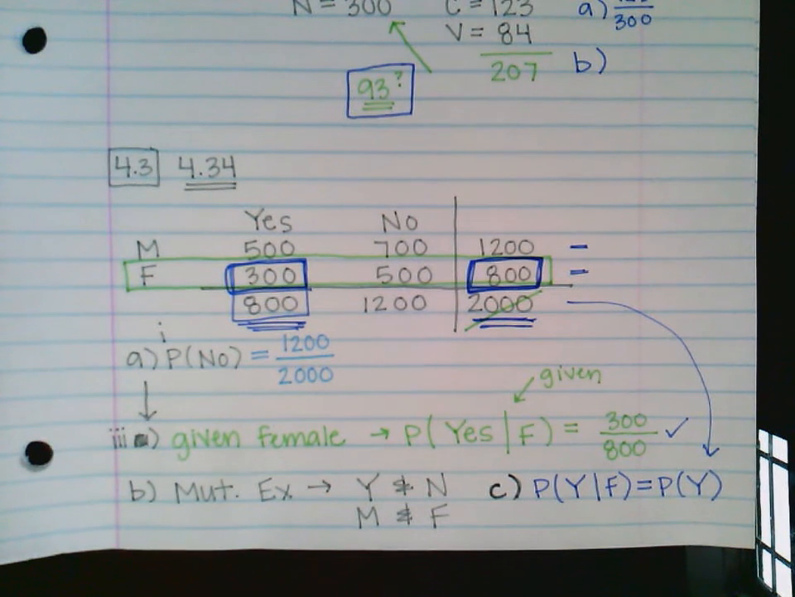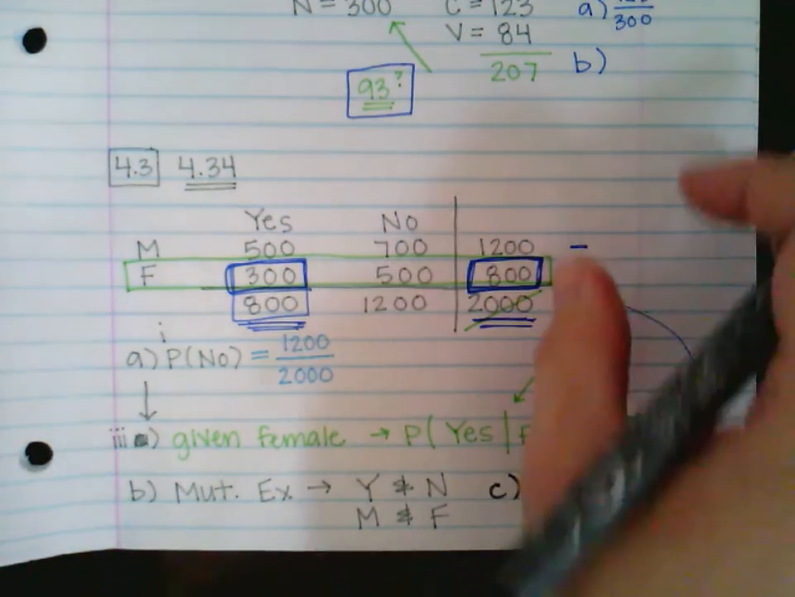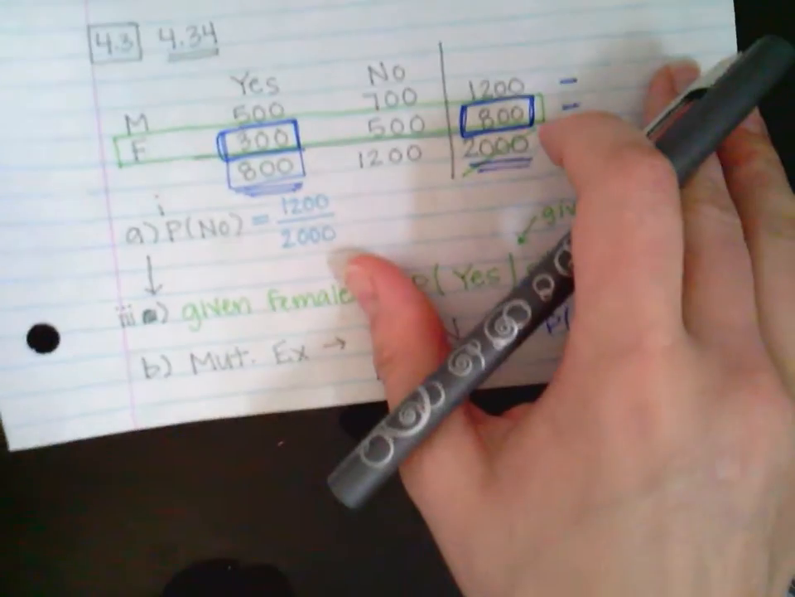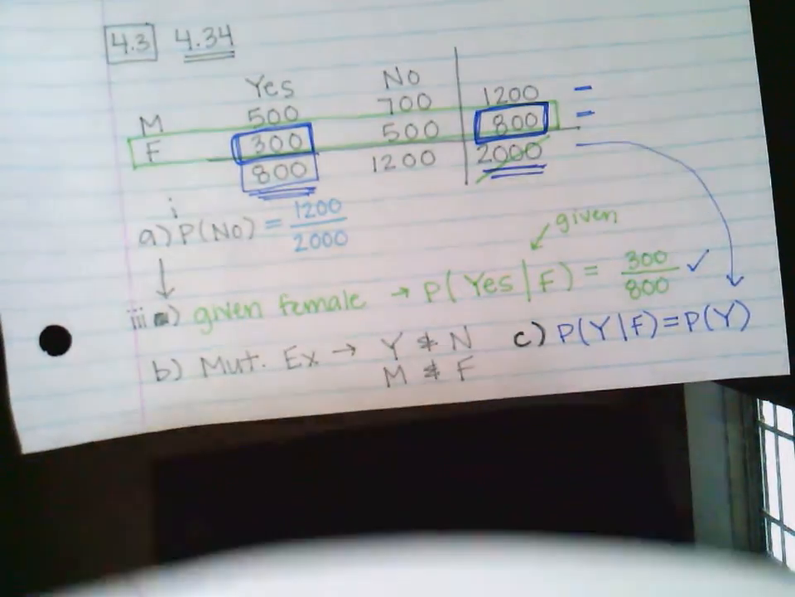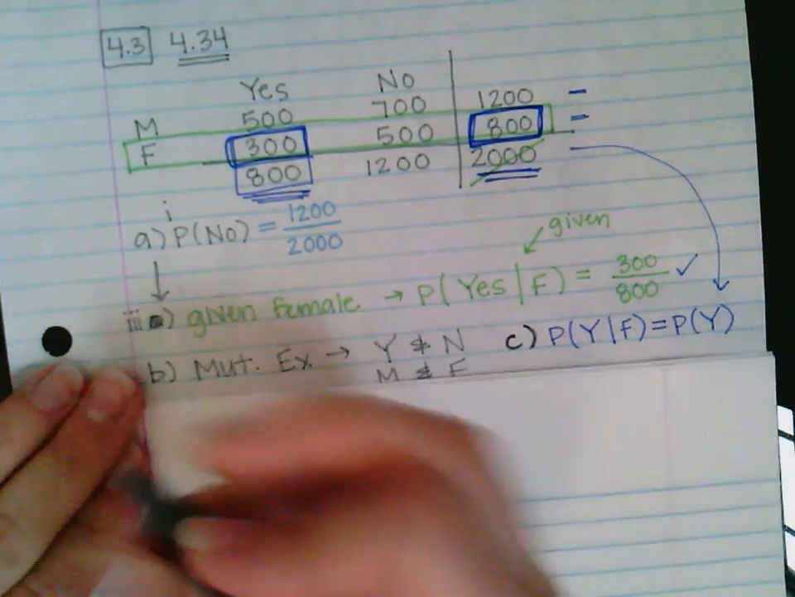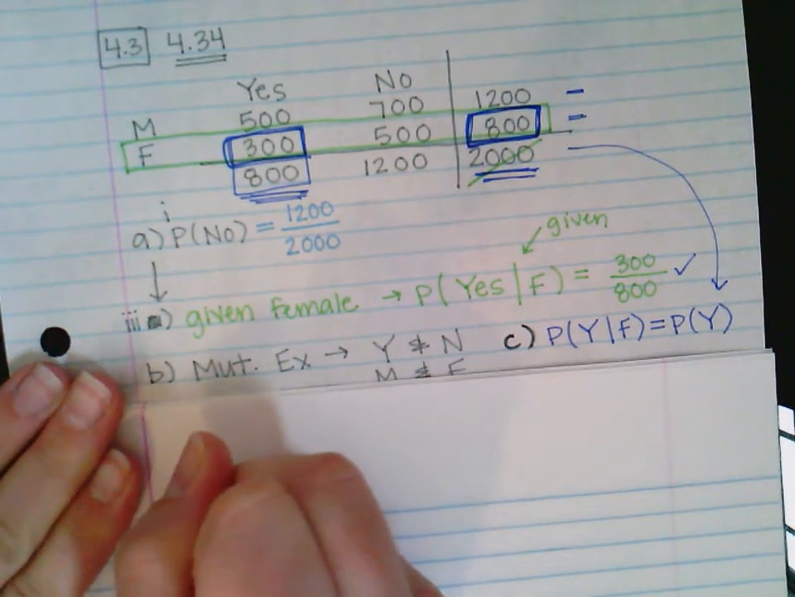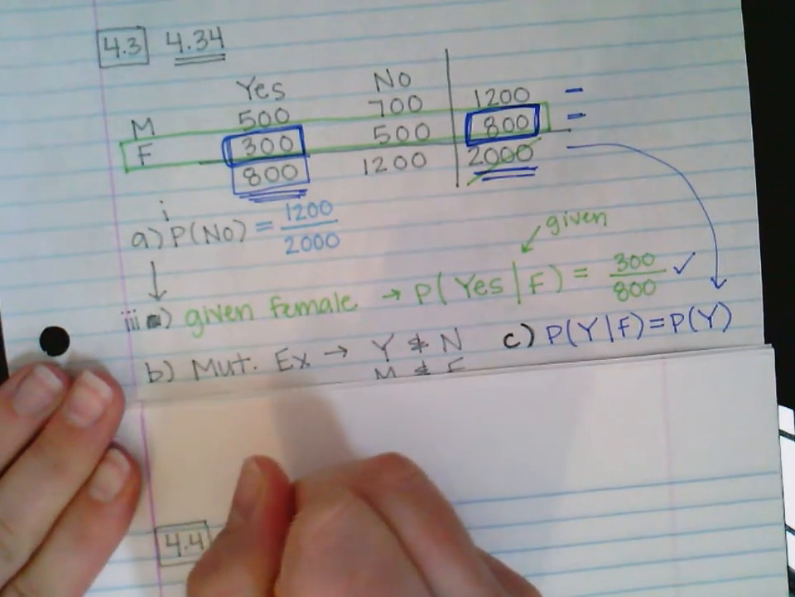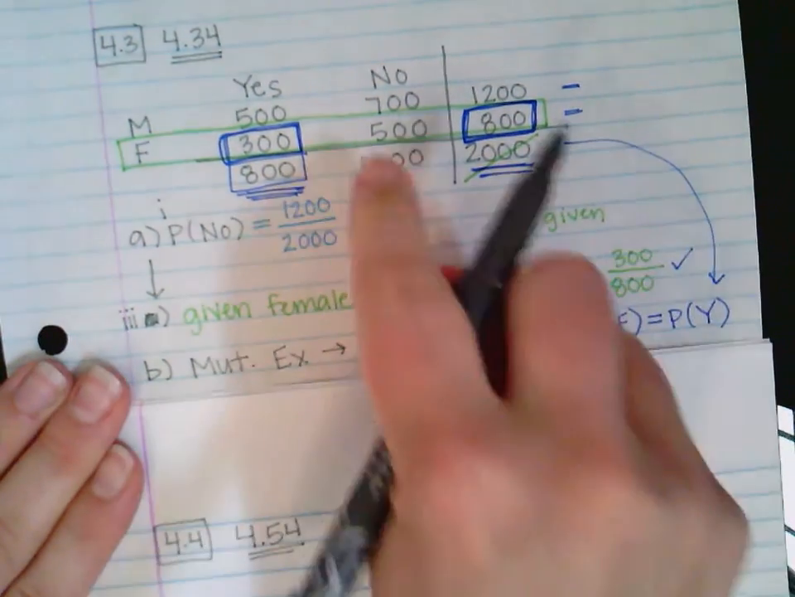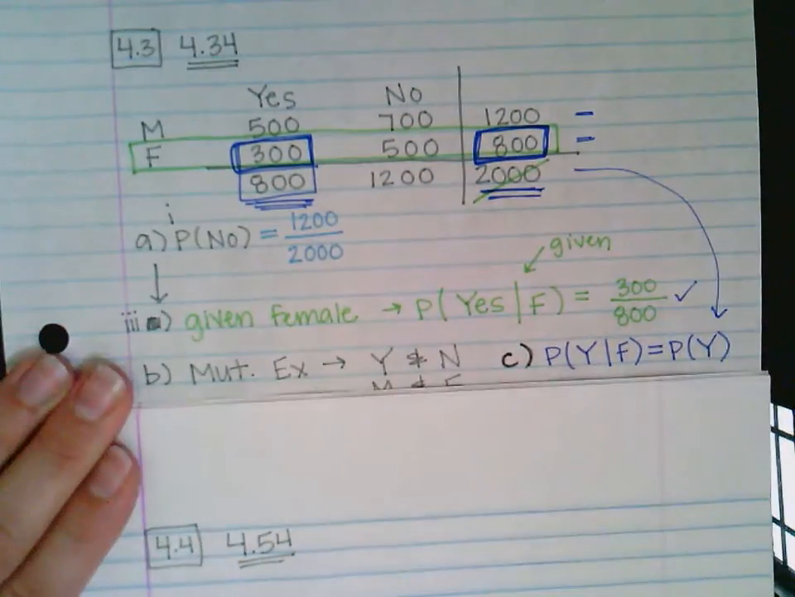Fast forwarding to 4.4, there is a problem that uses this exact same data. So I'm going to keep this data table here at the top of the video, and I'm going to have us look at some more questions. So this is in section 4.4, question 4.54, which uses this exact same data set right here, okay?